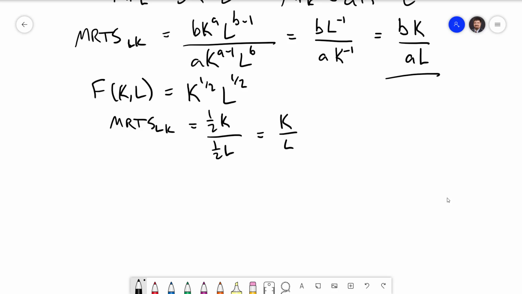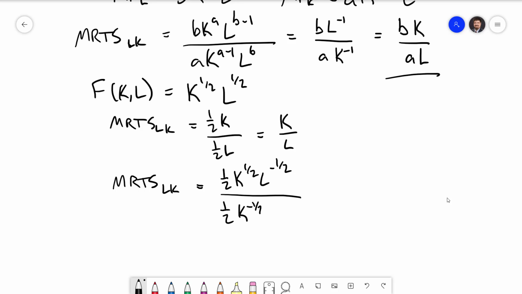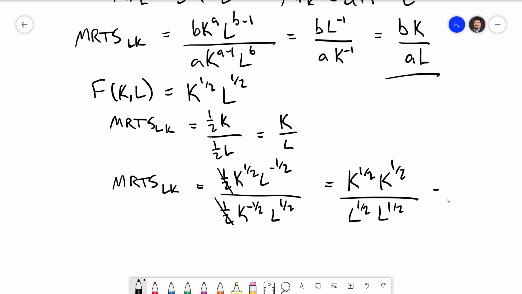We can also do this generally using the marginal products that we solved for in the last video. So MRTS LK equals 1/2 k to the 1/2 L to the negative 1/2 over 1/2 k to the negative 1/2 L to the 1/2. The 1/2s are going to cancel, and we're going to use our rules for exponents to move the negative exponent terms to the other sides of the fraction. So we're going to move the k to the negative 1/2 up to the top and the L to the negative 1/2 down to the bottom. So we get k to the 1/2 times k to the 1/2 divided by L to the 1/2 L to the 1/2. When we're multiplying these terms with the same base, we can add the exponents. 1/2 and 1/2 just adds up to 1, so that's going to give us k over L, just like we got from the formula. Either way you do this will get you the same answer.